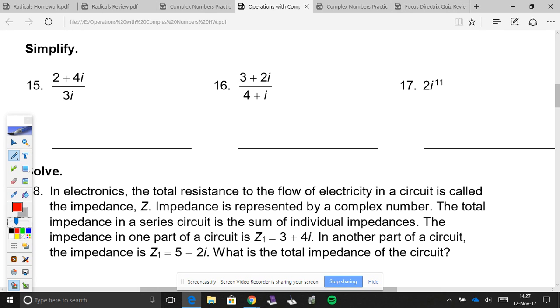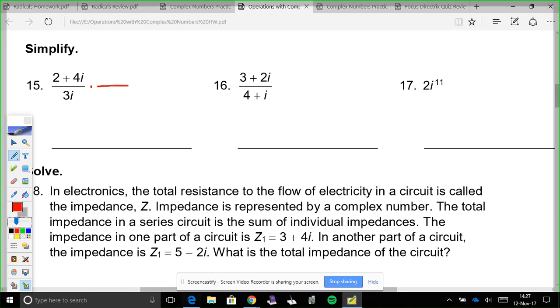Now, for number 15 and 16, to simplify, any time you have this i in the denominator, you have to multiply the equation, the top part and the bottom part, by the conjugate of the bottom. So we just previously talked about conjugate. Conjugate is when you change the sign for the i term. So this is a positive 3i. But the conjugate would be changing the sign for that, so its conjugate would be a negative 3i. And I'm going to multiply the top and bottom by that same negative 3i. Put parentheses around this just so it's a little bit neater.